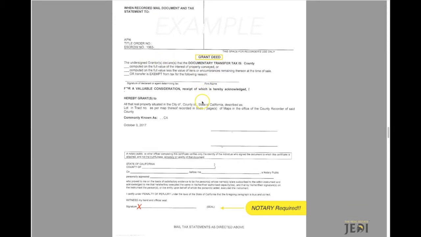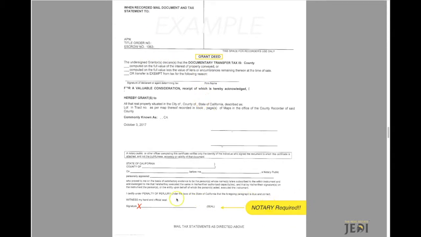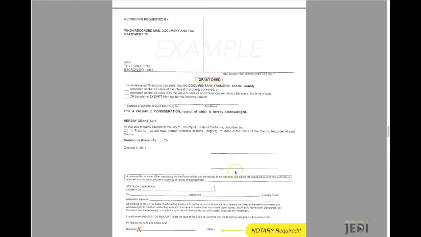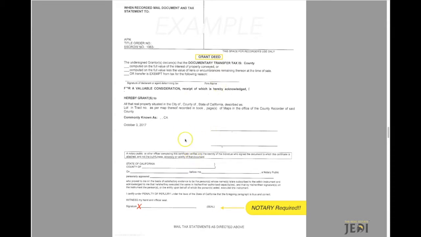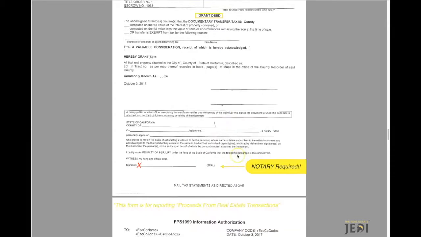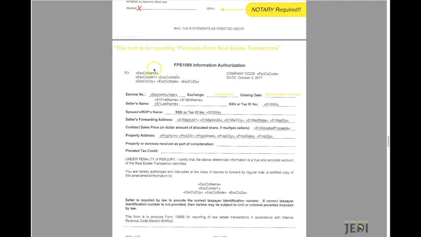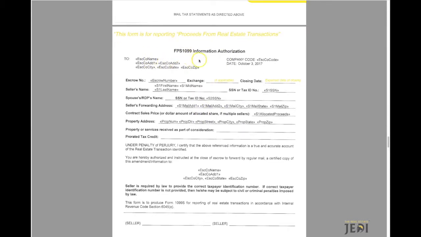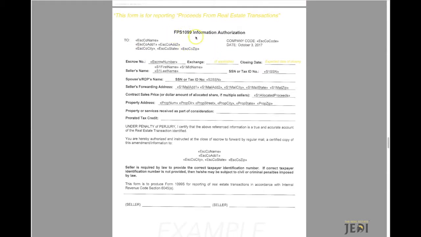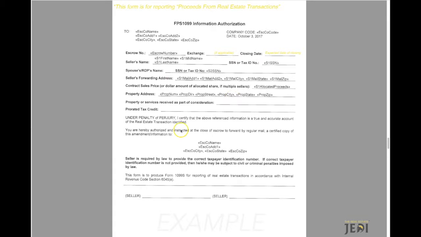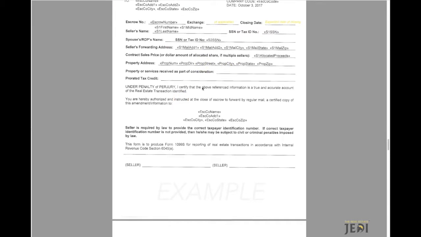When you're doing this, please understand and note that a notary is required. Do not sign this until you're in front of a notary and you've gone through all the proper verification process with them. Make sure that this is all completed in front of a notary, and make sure that all the information on here is correct when completing it. If required, the FPS 1099 form for reporting proceeds from real estate transactions is something that escrow is going to need completed so they can submit to the IRS.